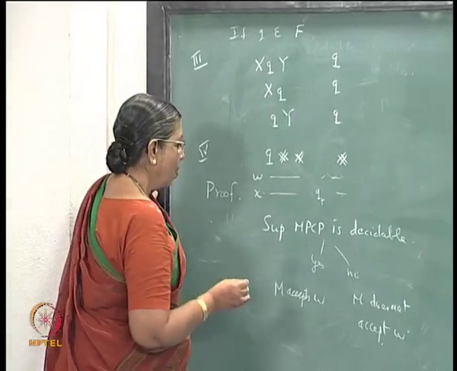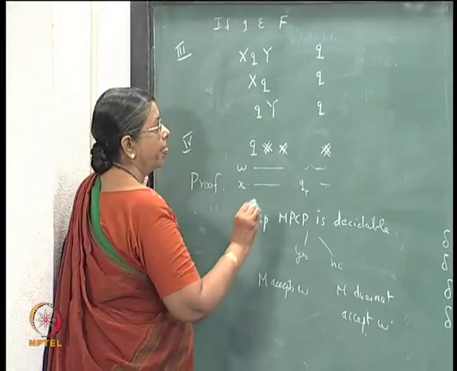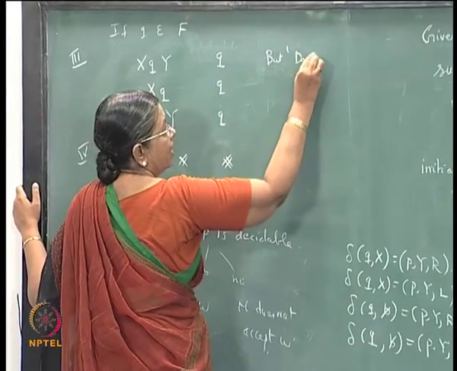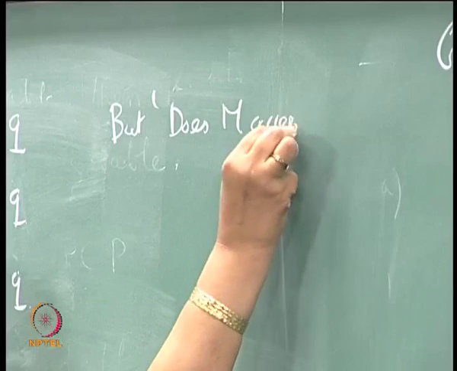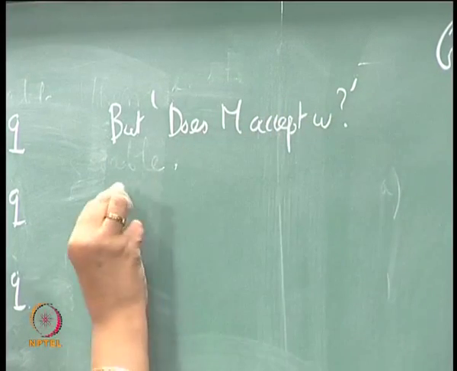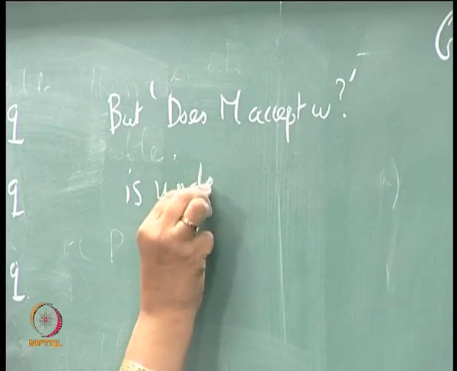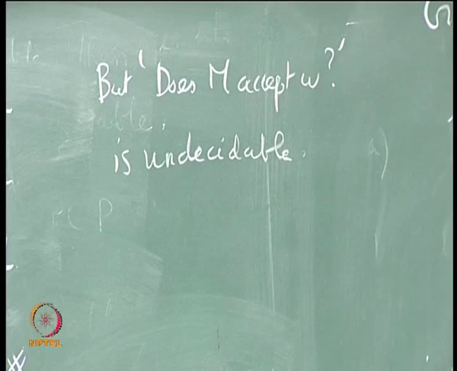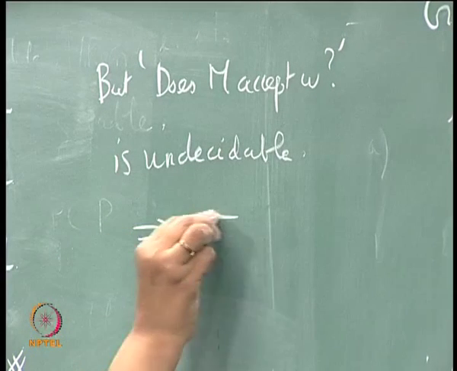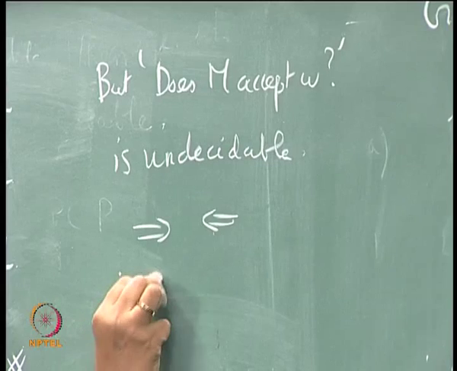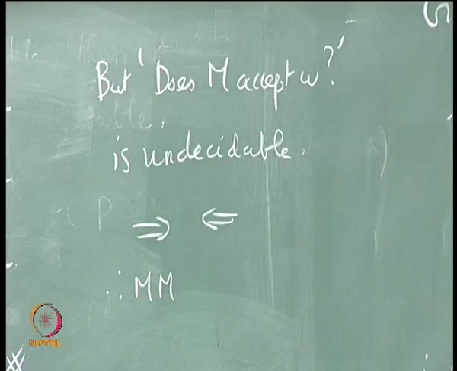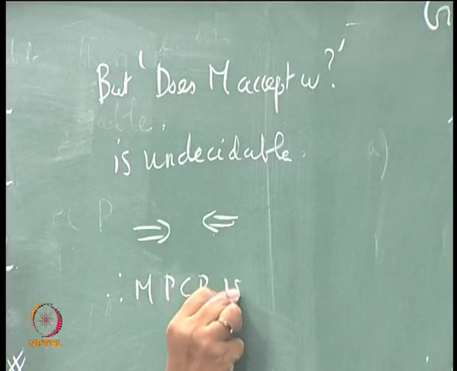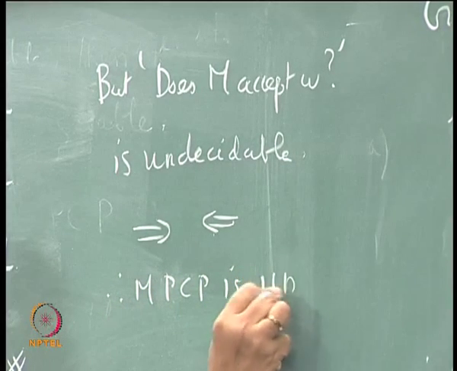But this problem, does M accept W, is undecidable. You know that it is undecidable. So, we are arriving at a contradiction. Therefore, MPCP is undecidable.